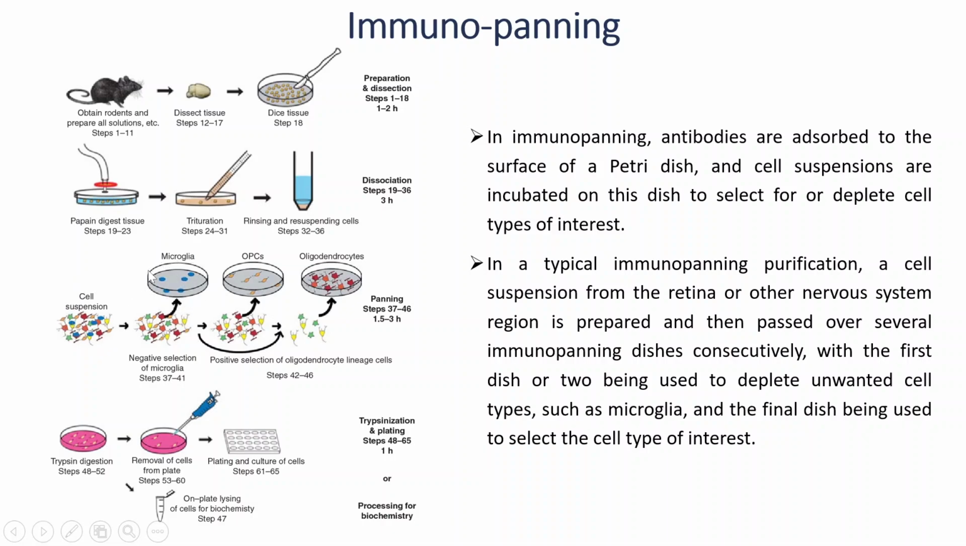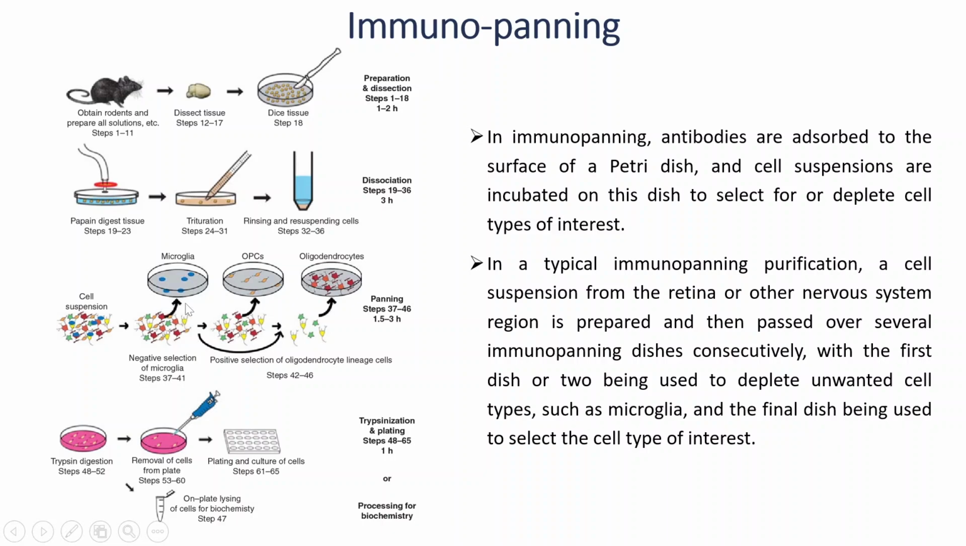And say this is our culture plate, and we want to first do a negative selection. That is, we want to remove the microglial cells. So we will take a culture plate, and we will absorb antibodies directed against some kind of microglial receptors, which are only expressed on the surface of the microglia. This is done to deplete our cell suspension of the microglial cells.